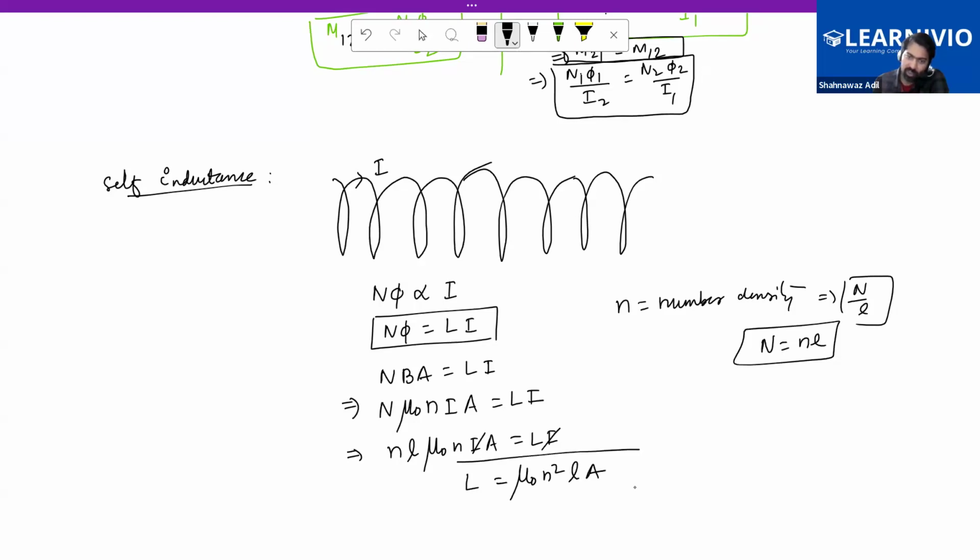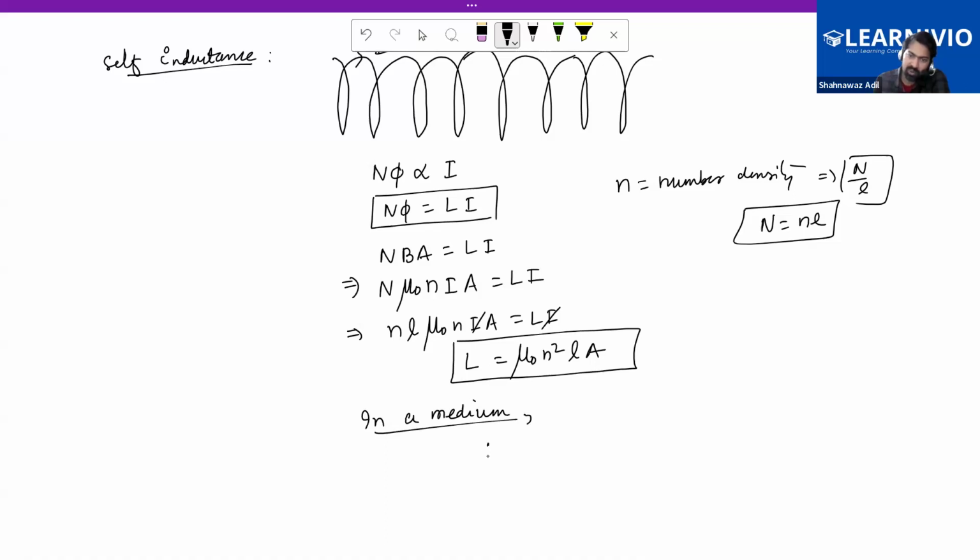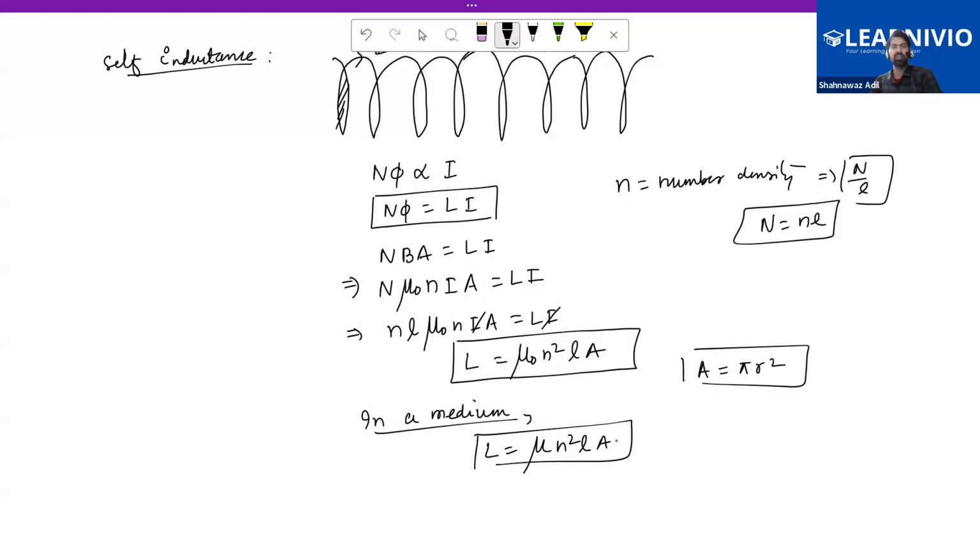So this would be your self-inductance. And if this whole system is placed in a medium, this mu naught would be replaced with mu, so L is mu n square l A. We also know the area of cross section, so you can replace A by pi r square. So you can also write it this way. So this is self-inductance, right?